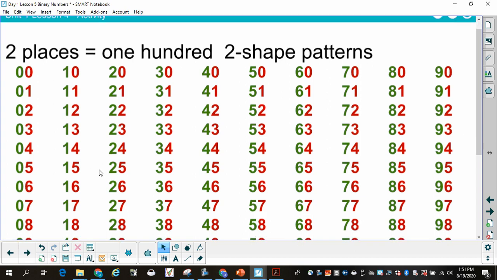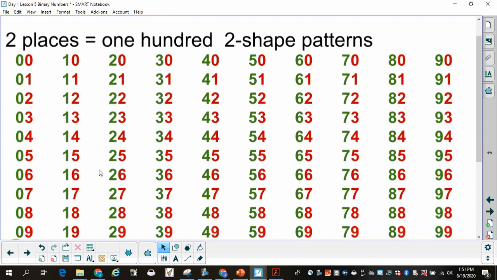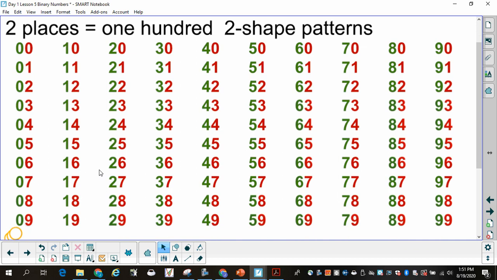If we have 2 places, we now have 100 different 2-shaped patterns, or 100 values. Notice zeros on the front, and then we just list 0 through 9 shapes. Then we use a 1, and then 0 through 9 shapes, and all the way until we get 99. You learned how to do this. You learned how to put these patterns together when you were little.